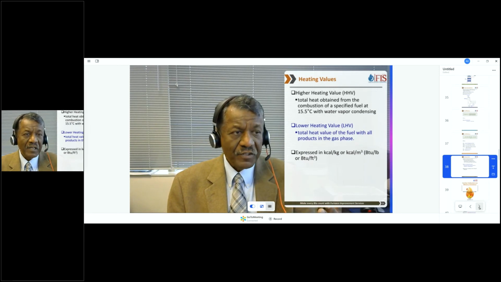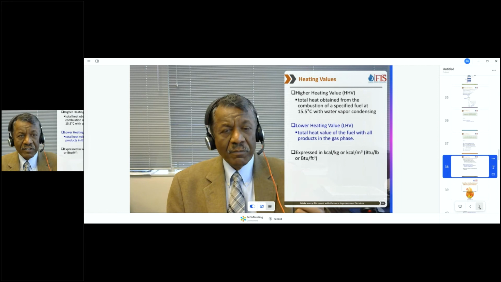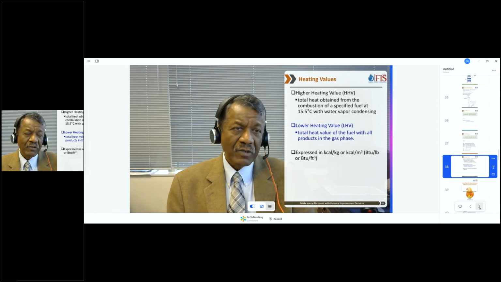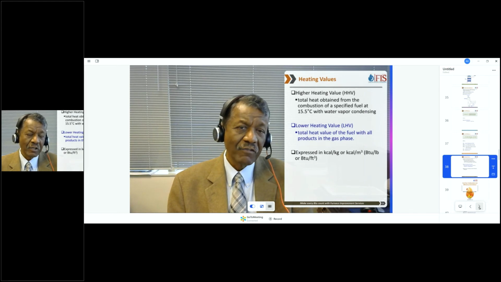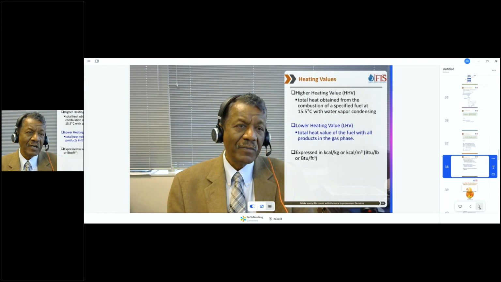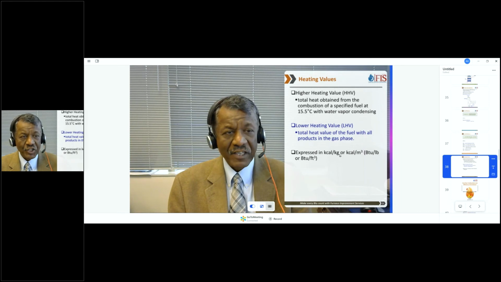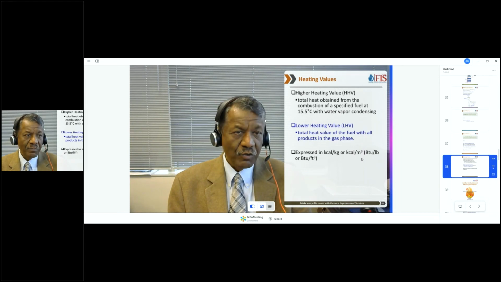The fuels typically have two efficiencies defined. They have higher heating value, when you take the products of combustion and cool them down, and water in the flue gases condenses, giving additional heat. That is known as higher heating value. Higher heating value is used in the utility industry. Lower heating value is when the products of combustion remain in gas phase, and that is used in the process industry. And it is expressed mostly as kilocalorie per kg, kilocalorie per meter cube, or BTU.